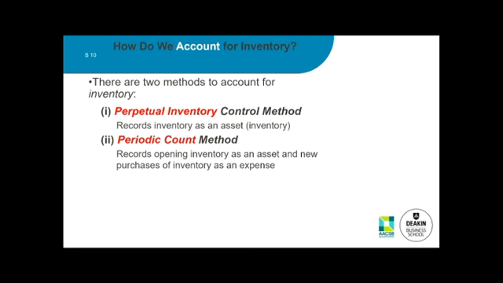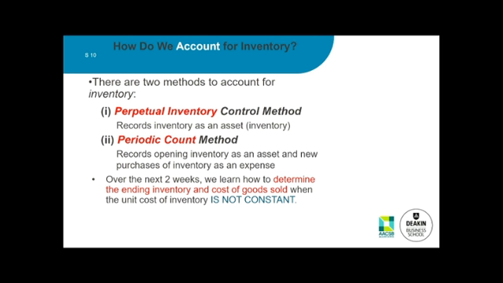And then at the end, through some accounting magic, we calculate the balances. Okay, we'll have a look at it later. Now, we'll learn how to determine the ending inventory and cost of goods sold when the unit cost of inventory is not constant. So for now, we assume that it is constant, just to keep it simple.